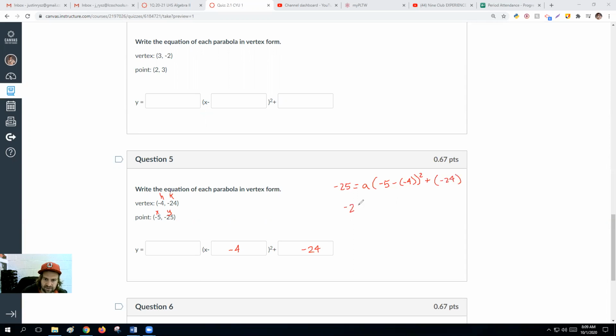Let's go ahead and start to simplify this. All right, a times, if I have -5 minus a -4, that'd be -5 plus 4, which is -1. And I've got a -24 here. What happens if I take -1 squared? It's +1, and times a is just 1a, or just a, minus 24. And we can add that 24 over to the -25, and so a would equal -1. So this should be -1 times (x minus -4) squared plus -24, if we're just typing this into Canvas.